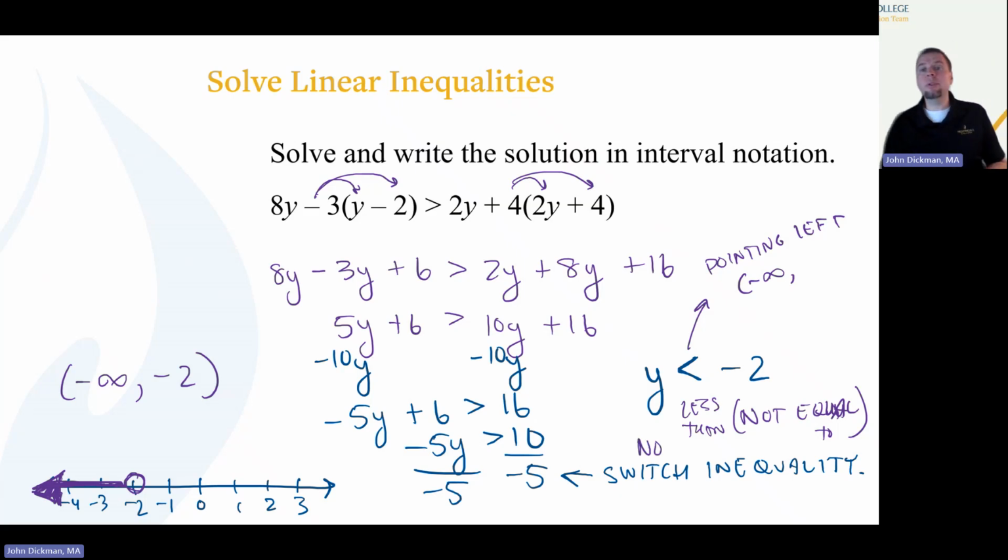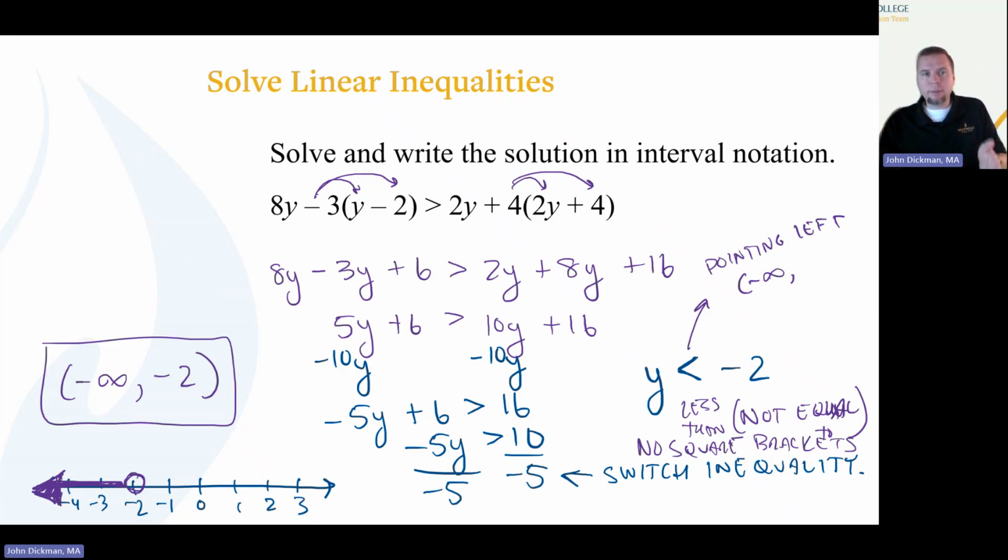If I see an equal to, I should have one square bracket. If I see no equal to, I should have no square brackets. This is my answer. Starting at negative infinity is as far left as I can go. Ending at negative 2, that's as far right as I can go. But we're not including negative 2, so it's a parenthesis there.